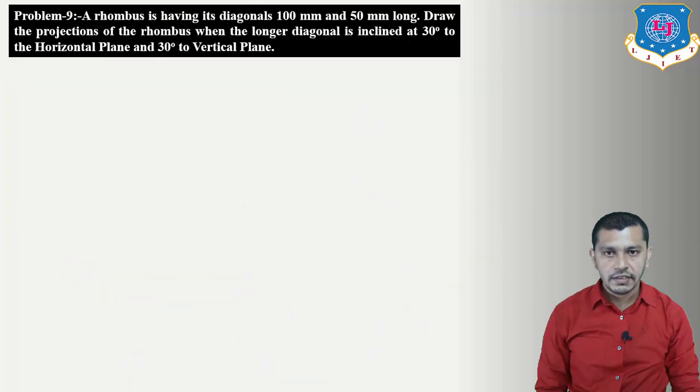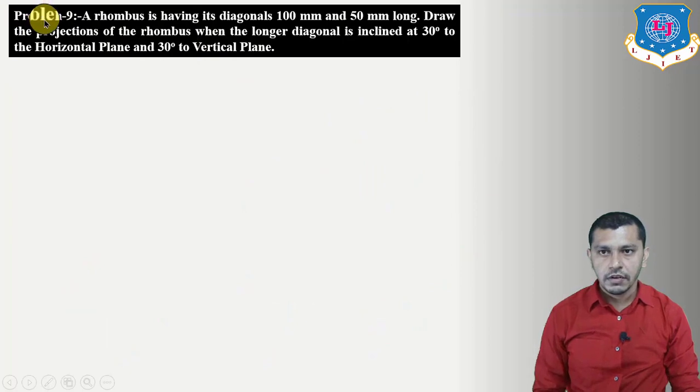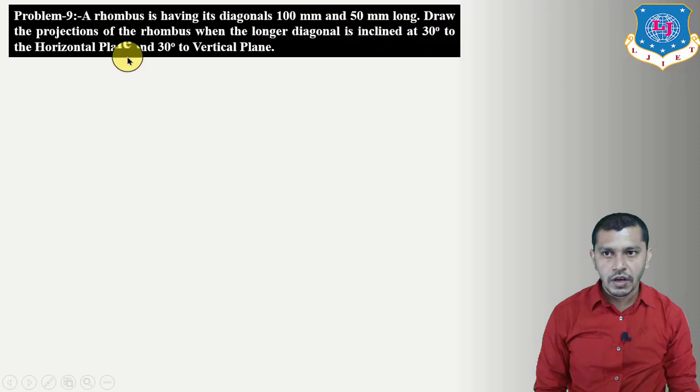Now let's move to the next example. Example number 9. A rhombus is having its diagonals 100 mm and 50 mm long. Draw the projection of the rhombus when the longer diagonal is inclined at 30 degrees to HP and 30 degrees to VP. So here the inclination of the longer diagonal with HP and VP both are given. So the problem we are going to solve in 3 stages.